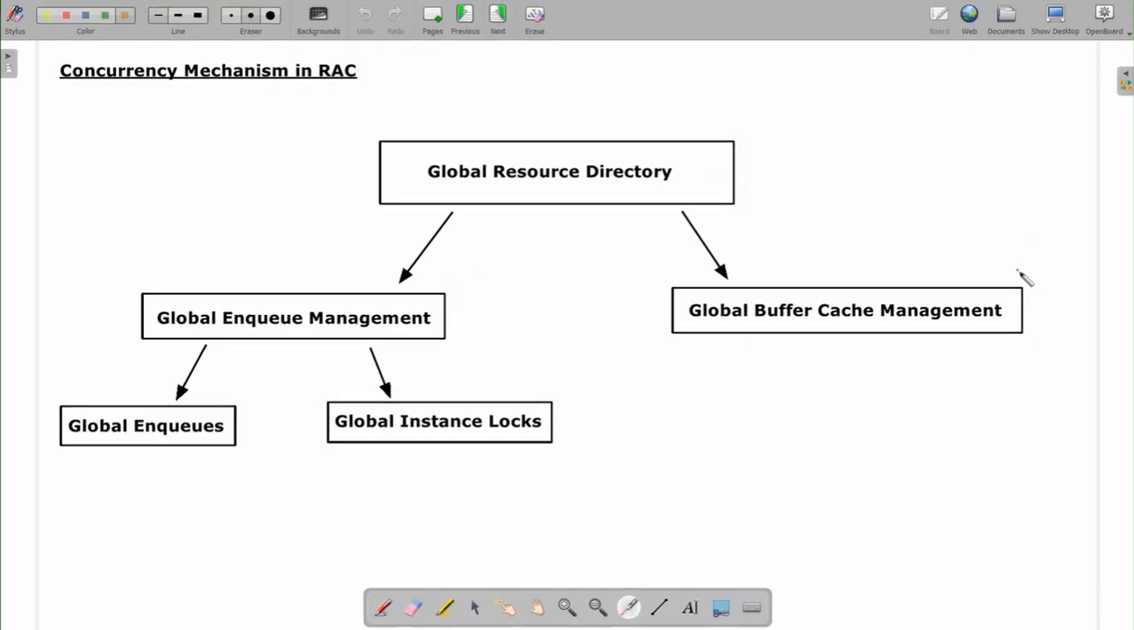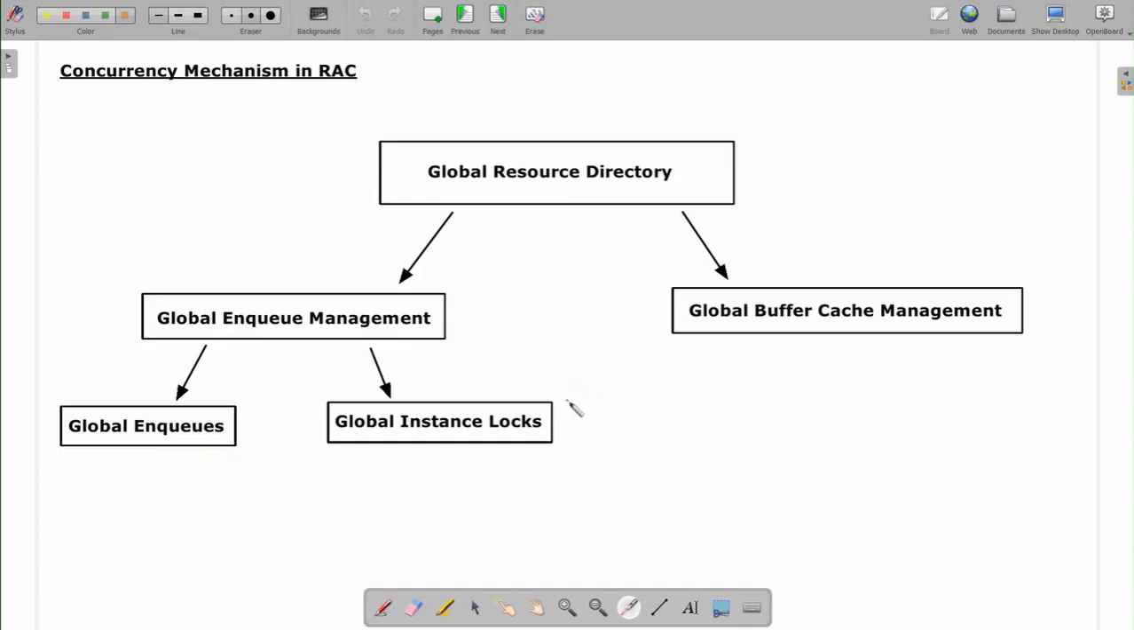I want to manage latches globally. I want to manage mutex globally. Or I want to manage enqueues globally. I want to manage buffer state globally. Okay? And the global enqueue management is also divided. One is to manage enqueues globally, for example, transaction enqueue, table enqueue, sequence related enqueue, and undo related enqueue.